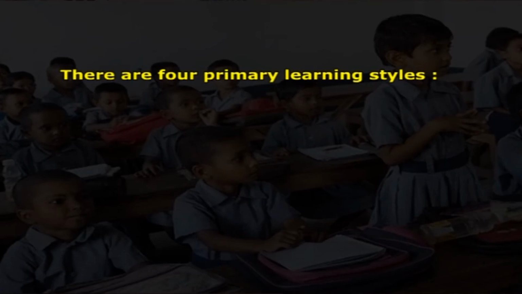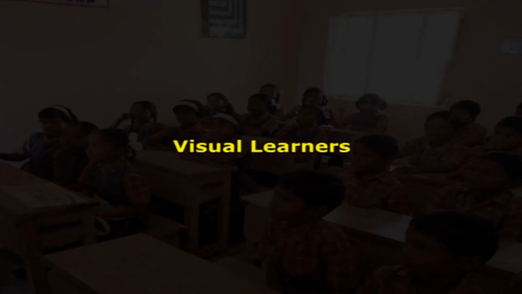Every student learns differently. Each one has a specific learning style. Learning style refers to the preferential way in which the student perceives and retains knowledge. There are four primary learning styles: visual, auditory, tactile, and kinesthetic.